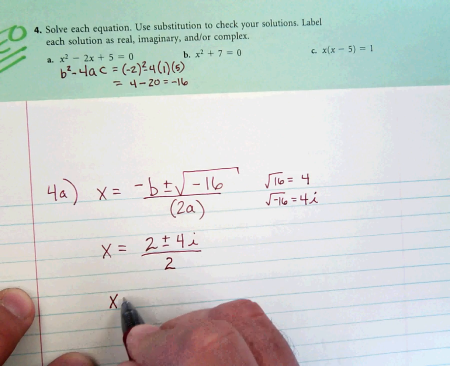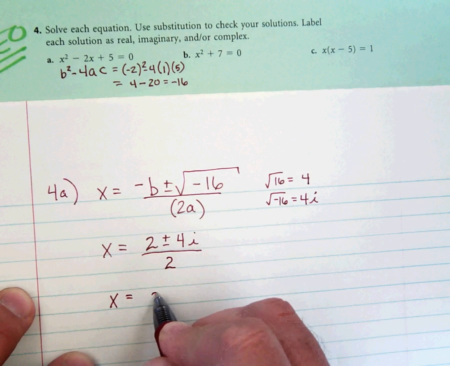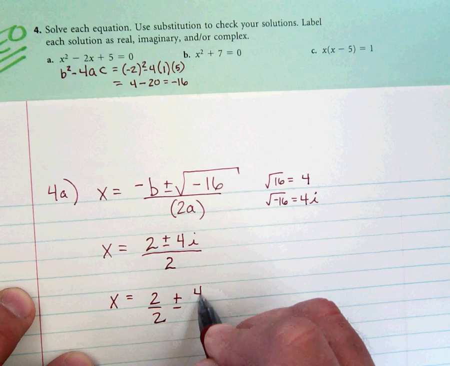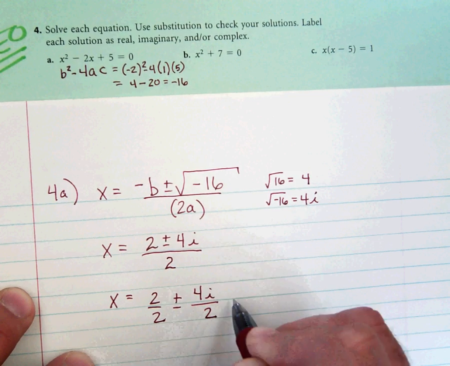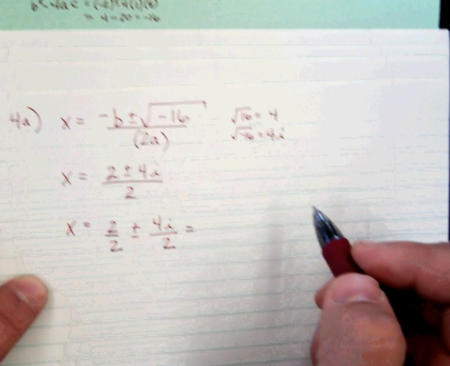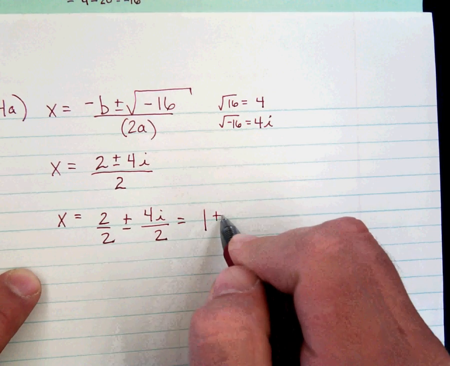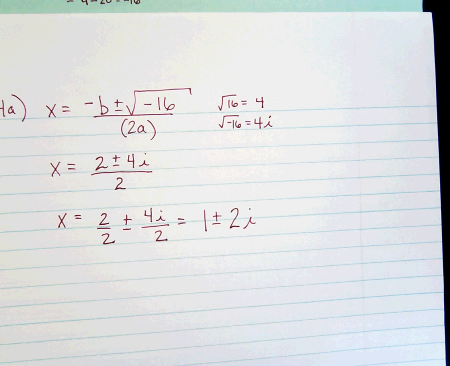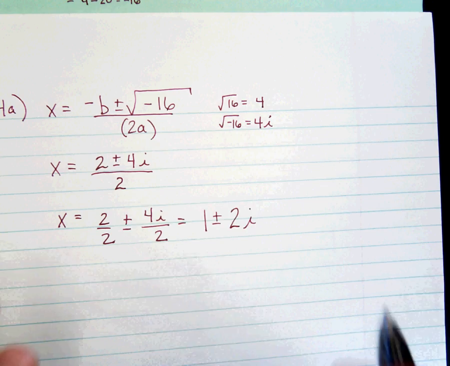So our solutions here are going to be 2 divided by 2 plus and minus 4i divided by 2. 2 over 2 is 1, and 4i over 2 is 2i. So those are the two solutions to this equation. They are complex.